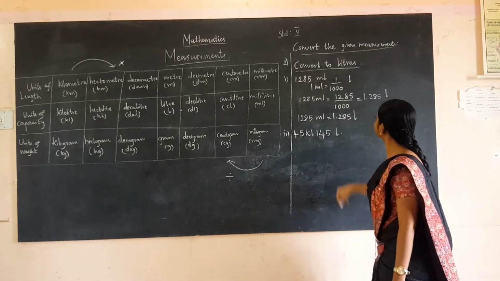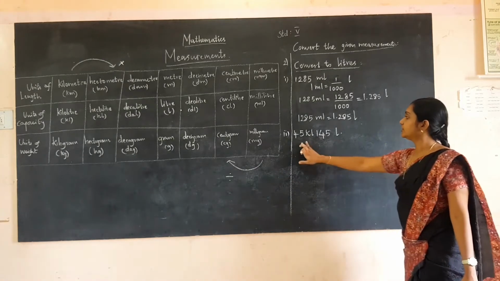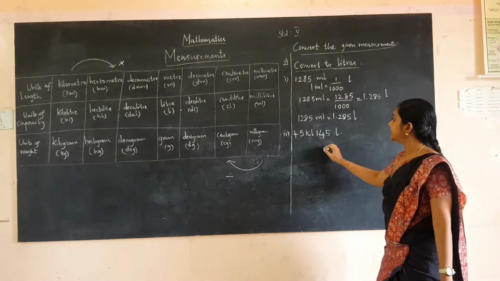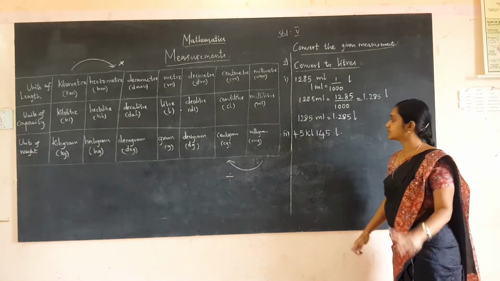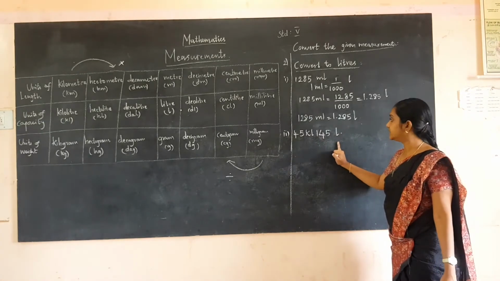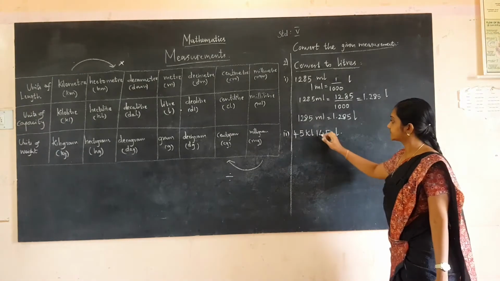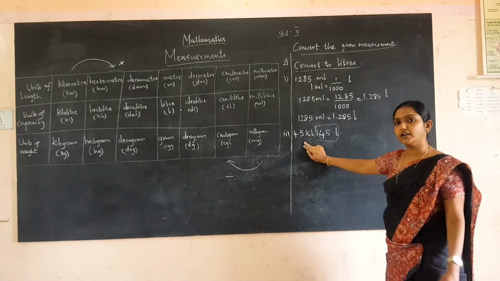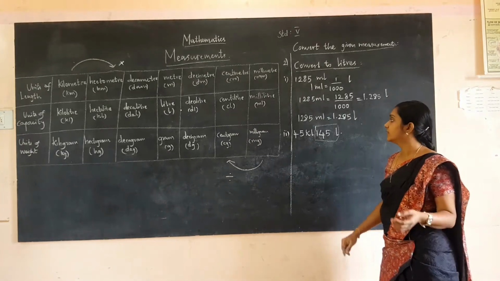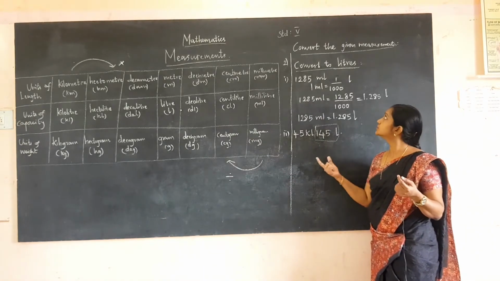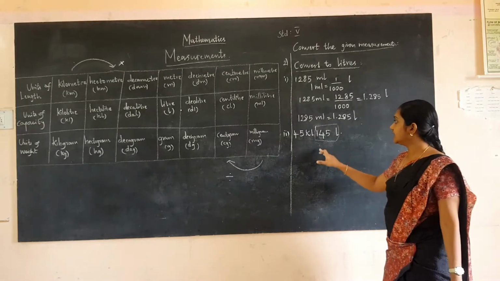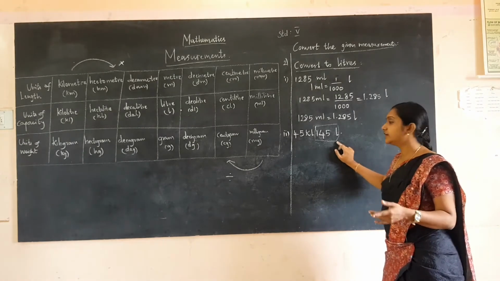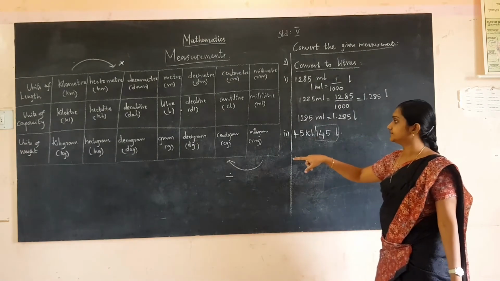1285 milliliter is equal to 1.285 liter. Next, 45 kiloliter, 145 liter. We are going to convert to liter. We are having 2 units. One is kiloliter, another one is liter. We can keep the liter as it is, and we are going to convert kiloliter alone. We are asked to convert the measurements to liter, but already we are having a unit in liter. So, let us keep that as it is and we are going to convert kiloliter to liter.